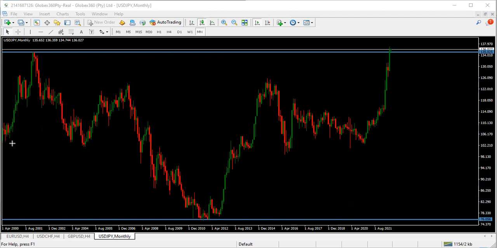Look at this. By using this line like this, you can see the price previously turned here, and it also turned here and here. So now, because it turned here, the price will come back and turn here in future. Again, it turned here, but it was not a major move. The price then went up.